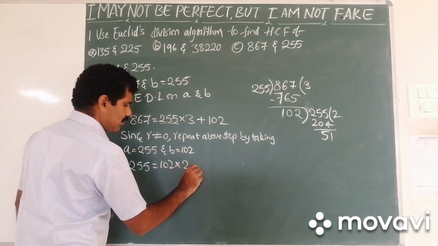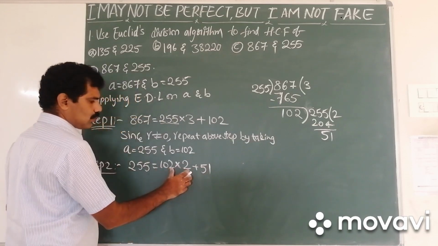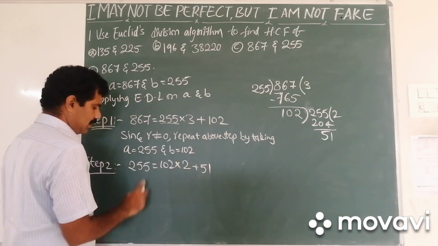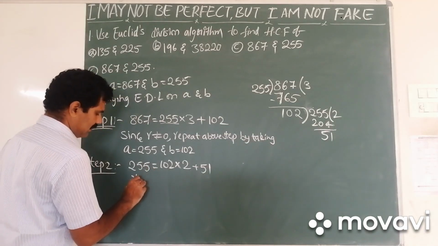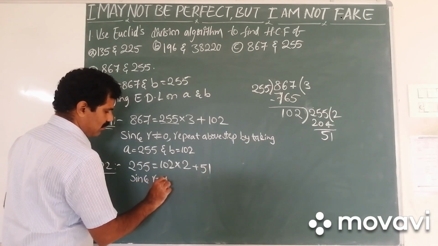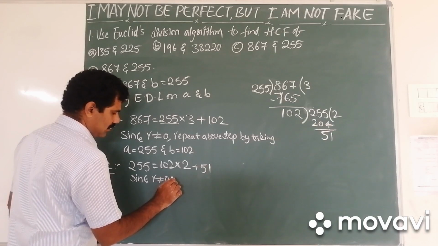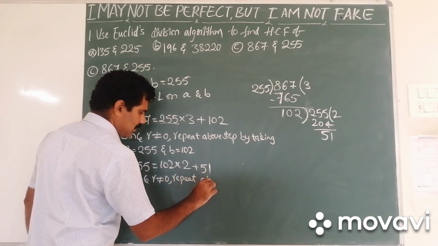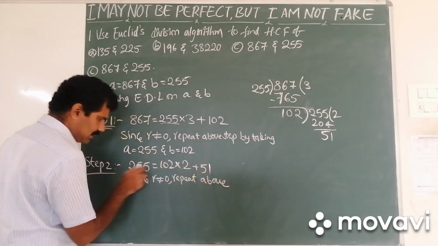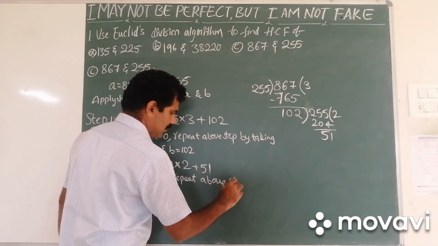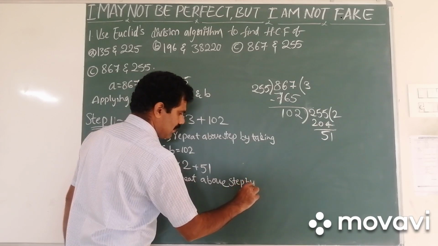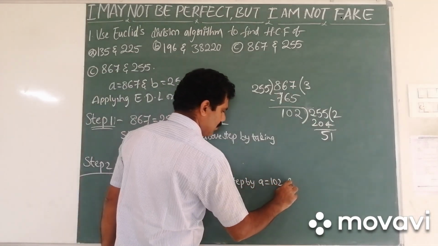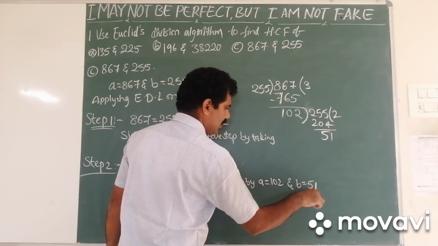So how to write this? 102 into 2 is 204, plus 51. 204 plus 51 is 255. Okay. Since R is not equal to 0, repeat the above step. Above step means this step again, with A equal to now 102 and B equal to 51, that is the remainder.